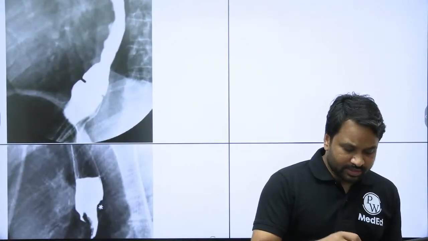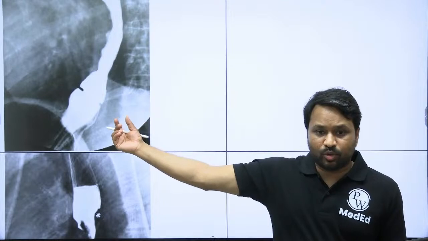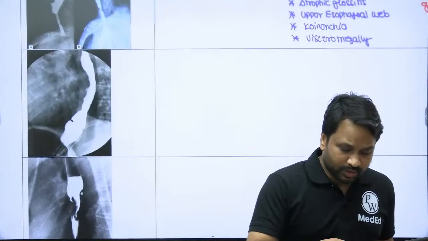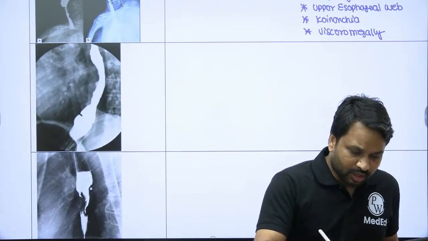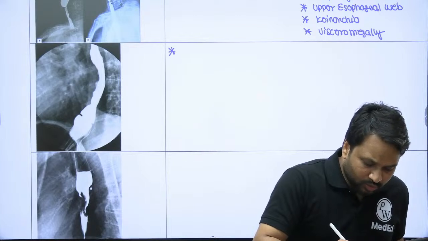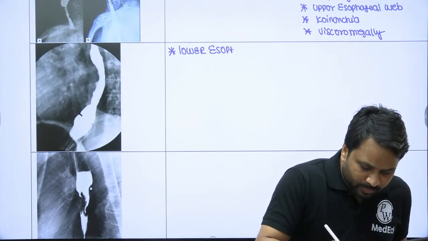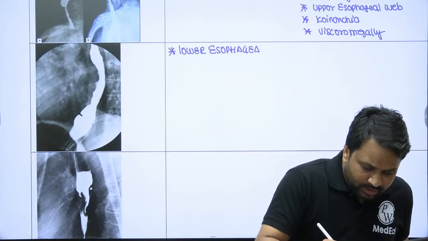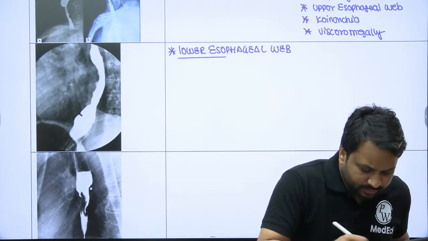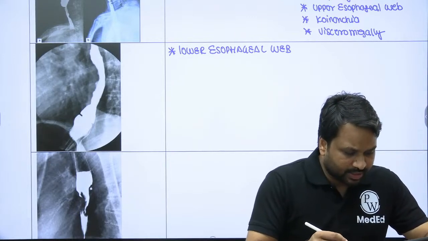Now you see, this is now in the lower esophagus. There is again a mucosal narrowing on either side. This is your lower esophageal web. Now this lower esophageal web is secondary to GERD.